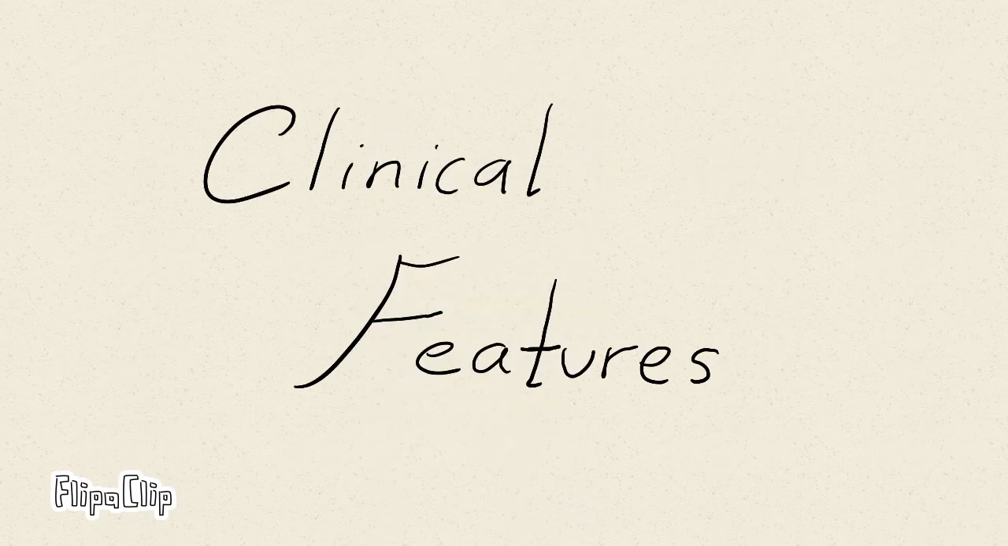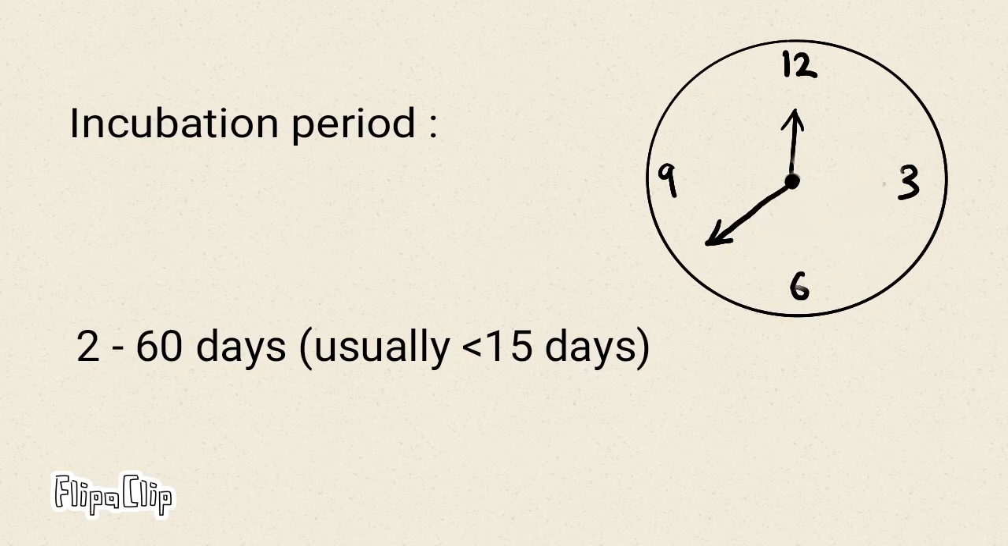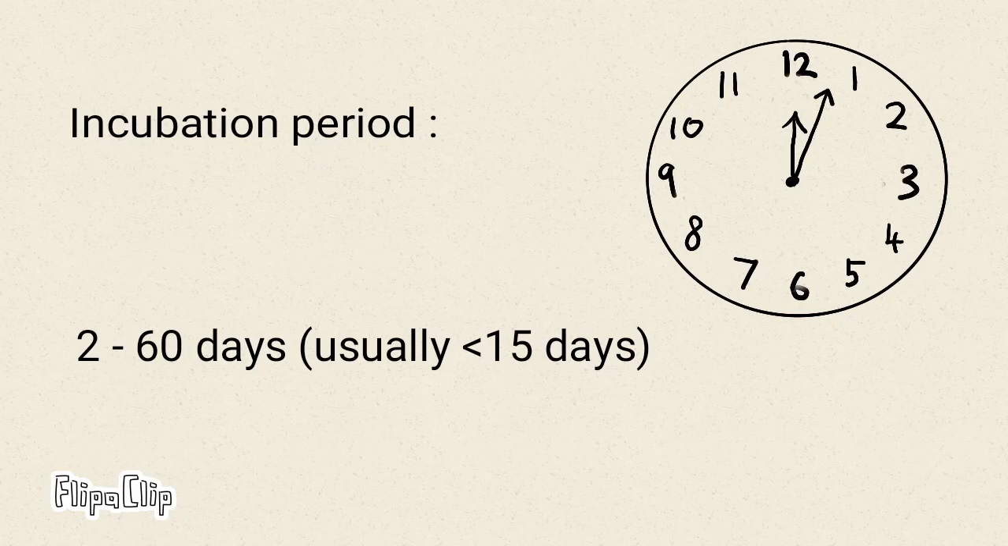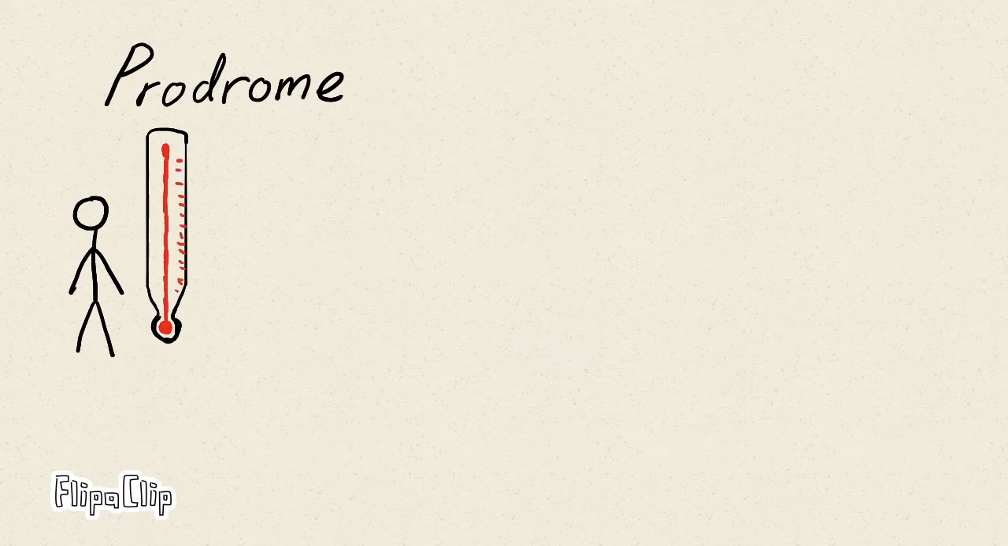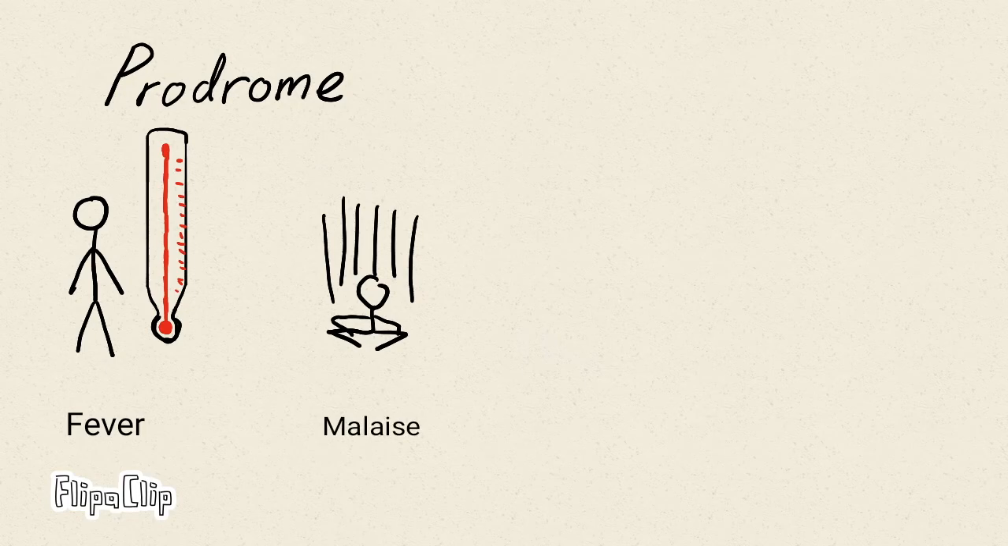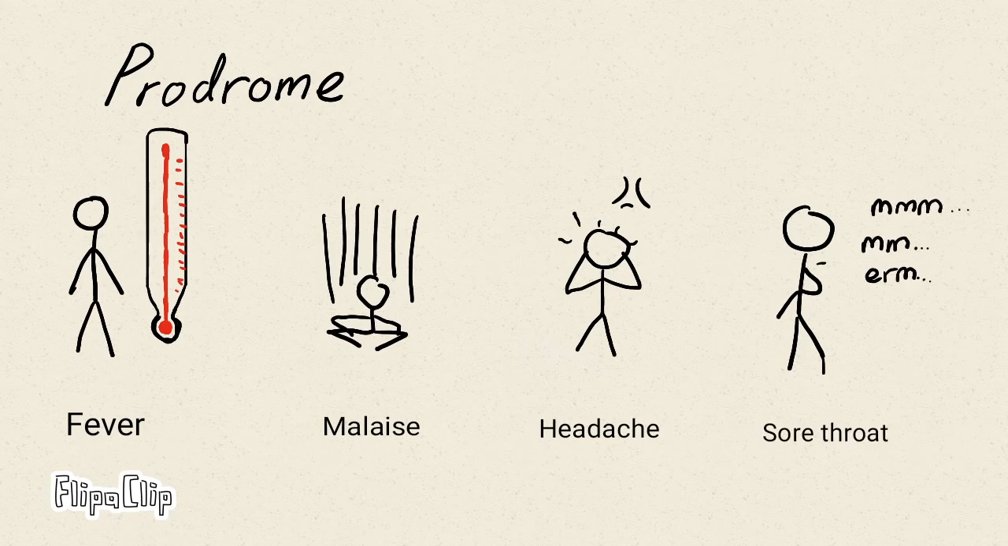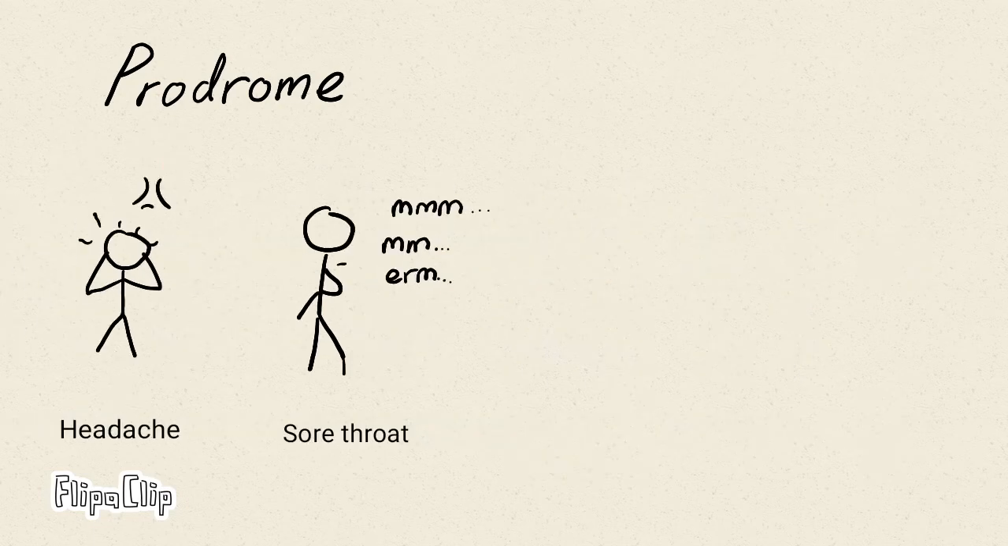Clinical features of tetanus. The incubation period is between 2 to 60 days, and usually less than 15 days. The prodrome symptoms include fever. Some patients may also complain of malaise. Some also complain of headache. And among initial symptoms may be sore throat.